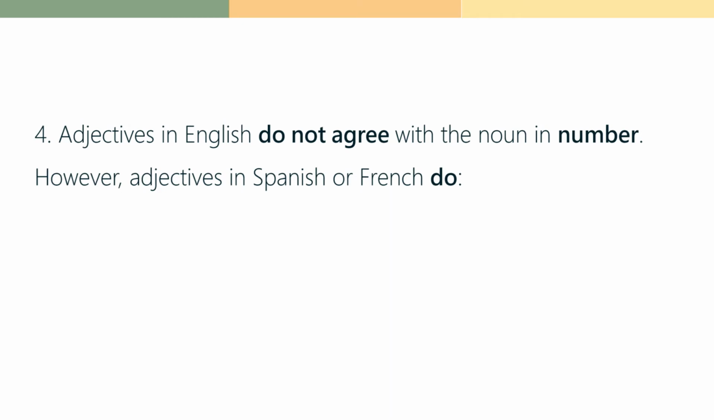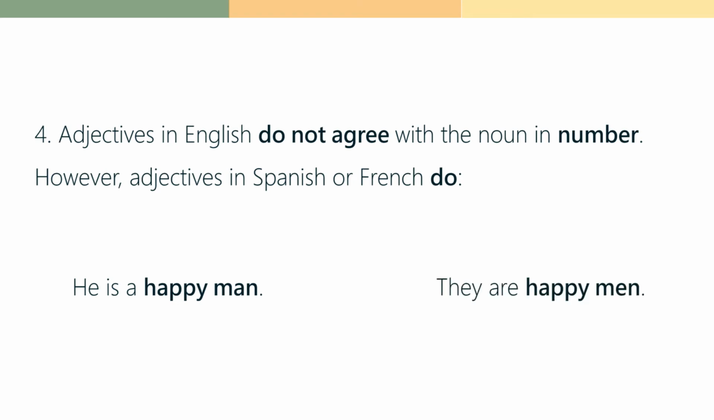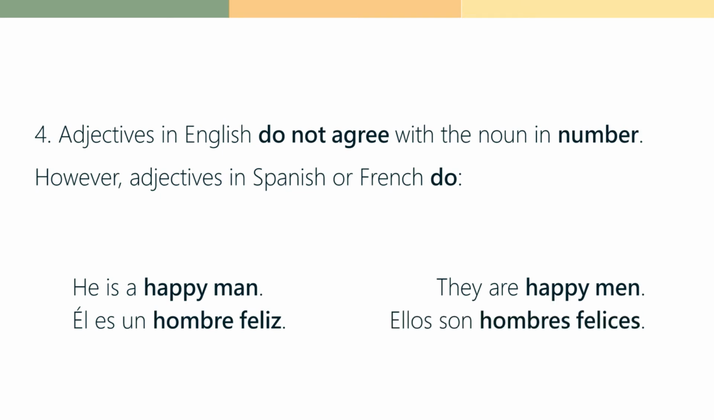For example, in English, you say he's a happy man or they are happy men. But in Spanish, you say él es un hombre feliz or ellos son hombres felices, right? So here, as you can see, hombre here is singular, the adjective is singular. Hombres here is plural, felices is plural. But in English, in both cases, happy is happy because the number in the noun doesn't affect the adjective.